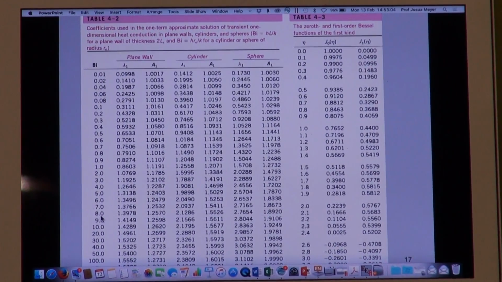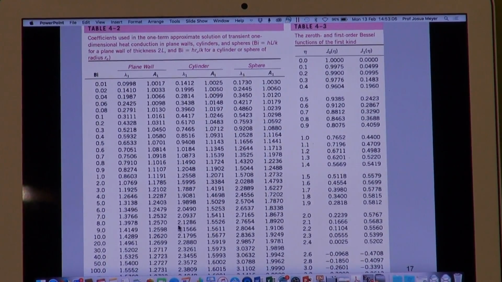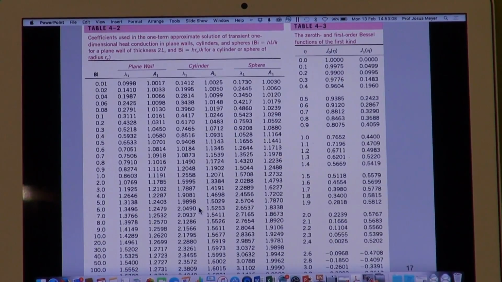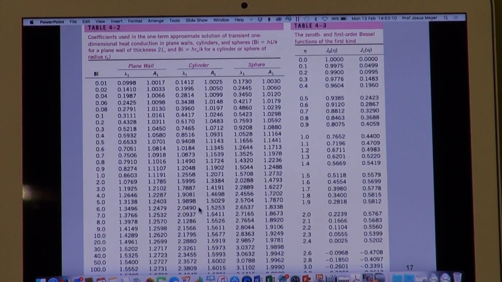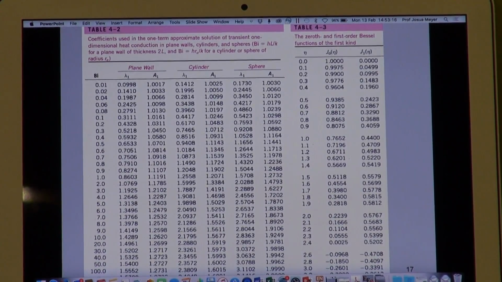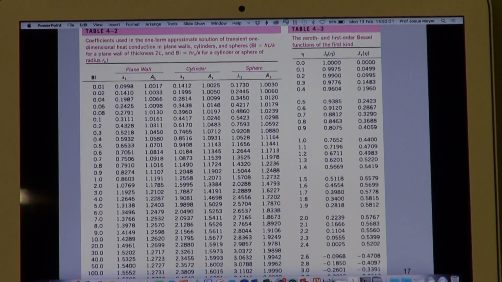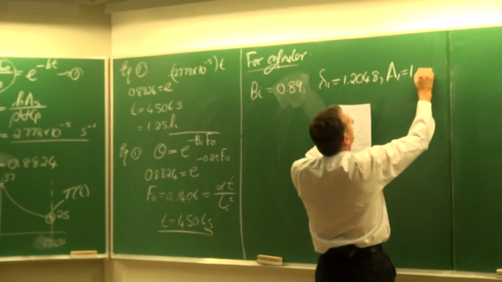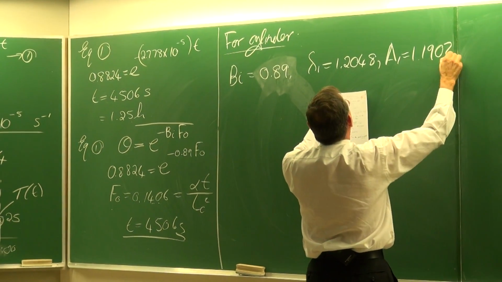So if you go and look at the right Biot number, you can get the value of lambda 1 and A1. Most probably it is too small for you, so it would be better if you look in your own textbook. So for that case, you will see that lambda 1 is equal to 1.2048, and A1 is equal to 1.1902.